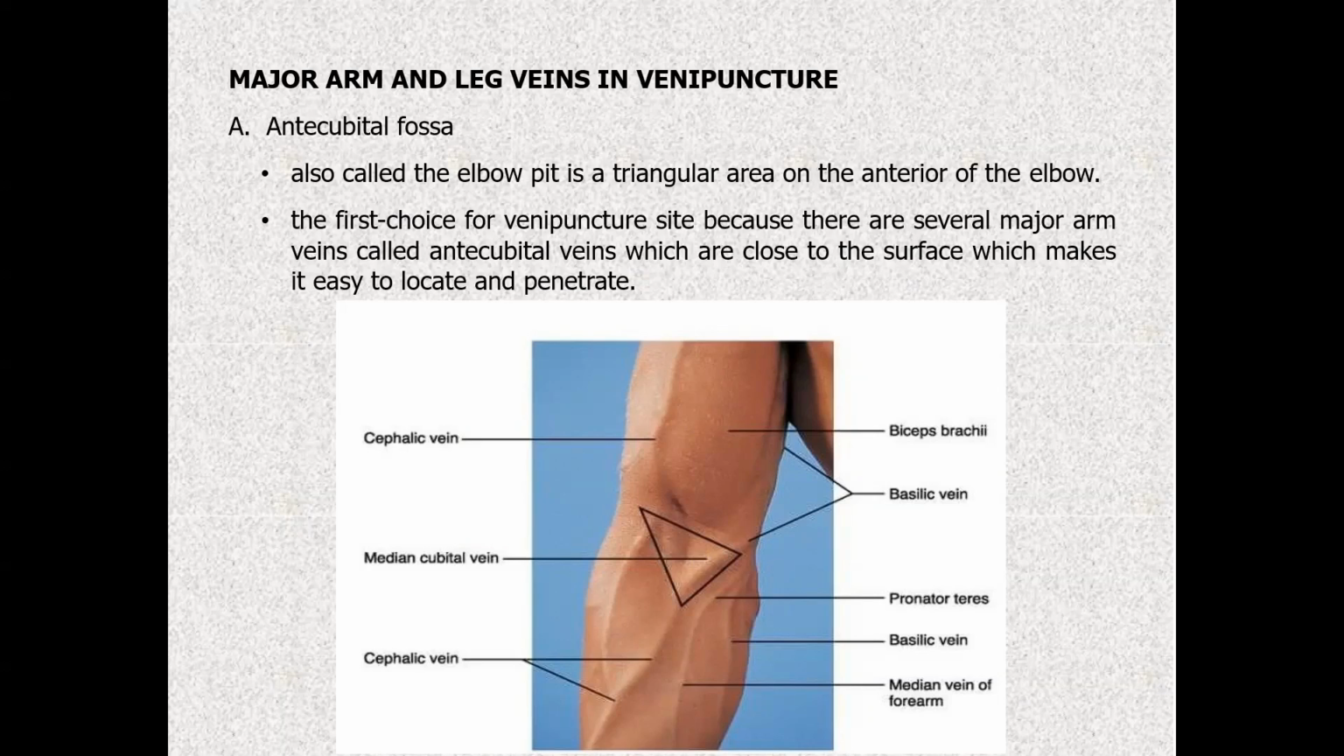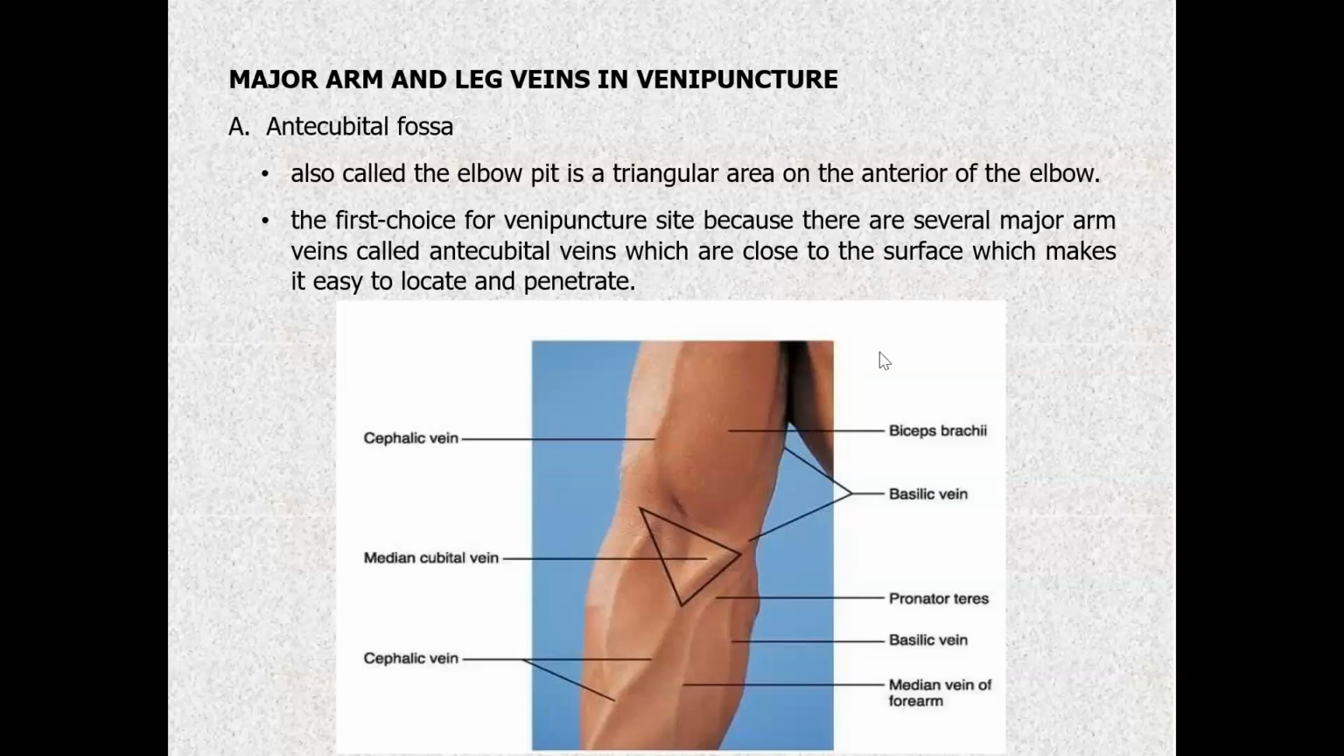Okay, and class, antecubital fossa, also called the elbow pit, is a triangular area on the anterior of the elbow. So ibig sabihin, anterior, harap ng ating elbow, ibabaw ng ating elbow. Okay, it is the first choice of venipuncture site because there are several major arm veins called antecubital fossa which are close to the surface, and it is easy to see, locate, and penetrate.